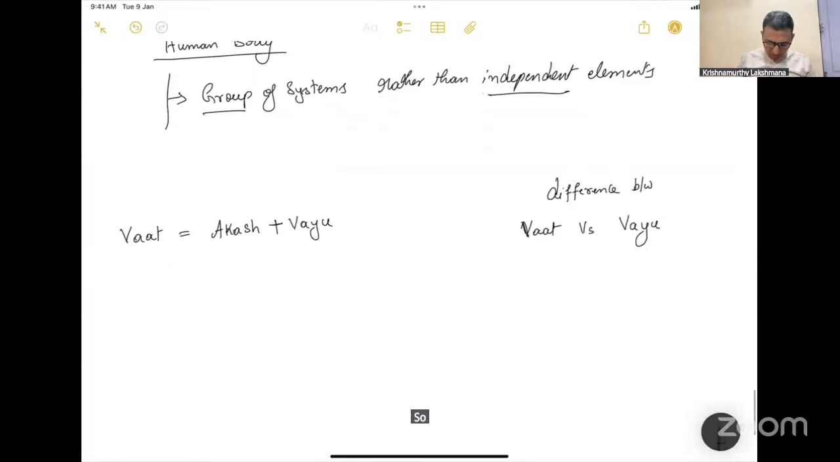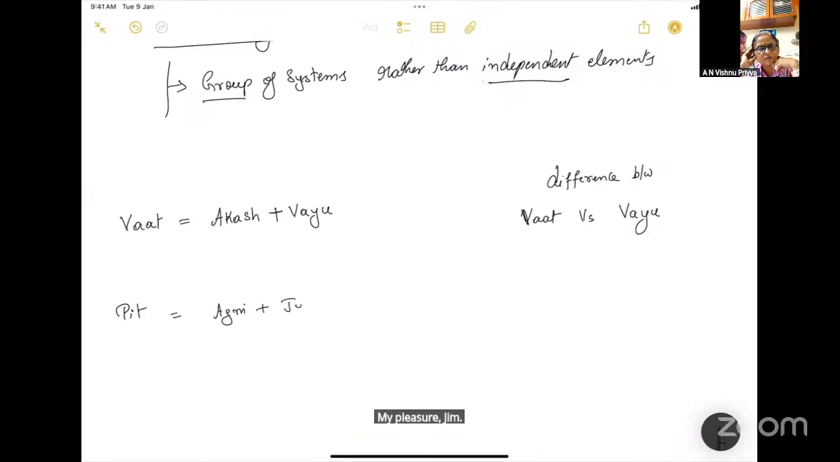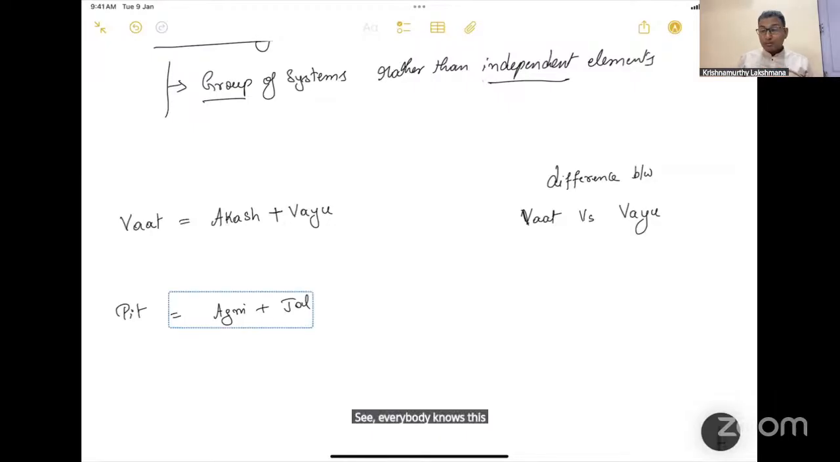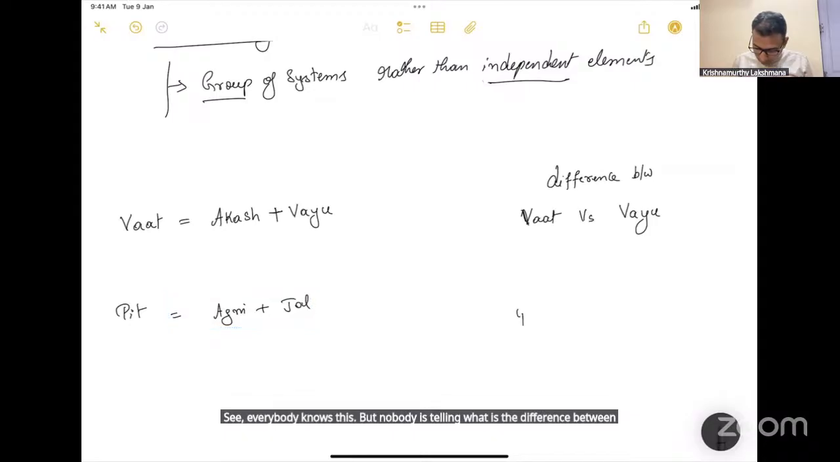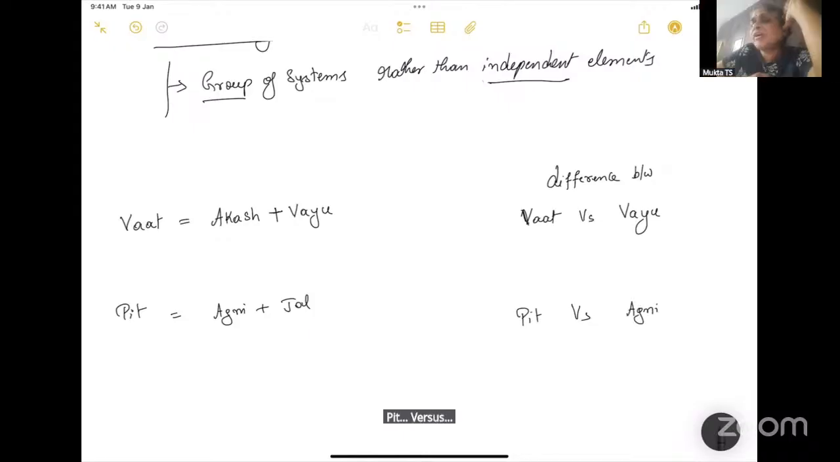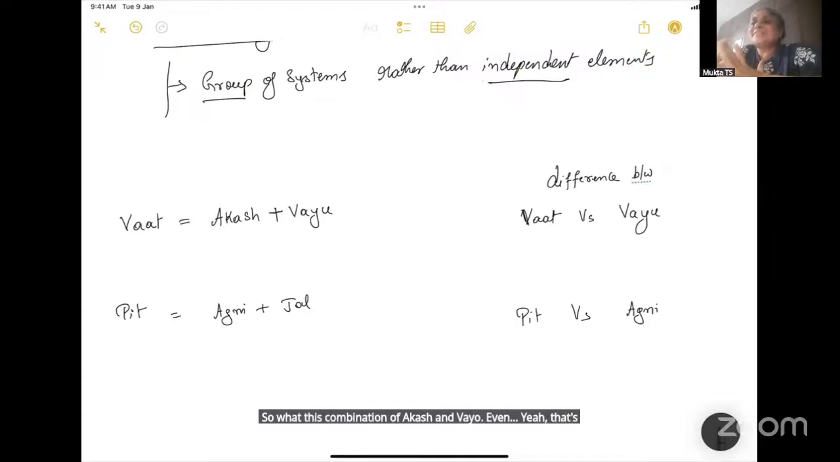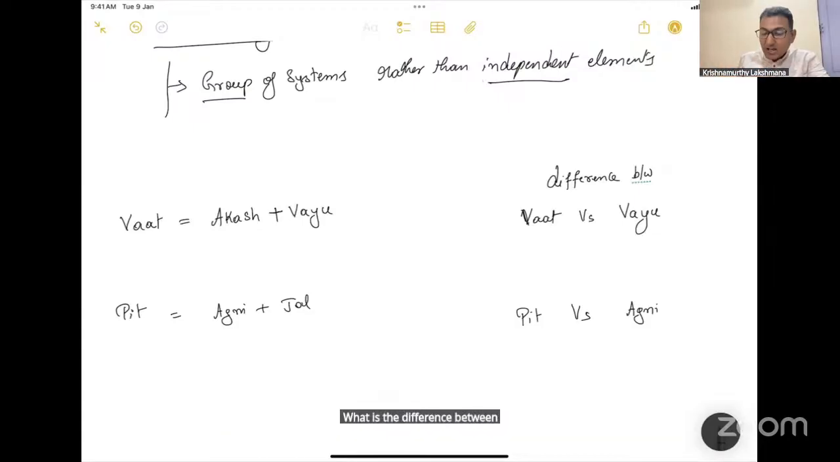So now the same question. Pith is equal to what? Agni plus Jal. See, everybody knows this, but nobody is telling what is the difference between Pith versus Agni. So what is the combination of Akash and Vayu? That I have written on the board. What is the difference between Agni and Pith?